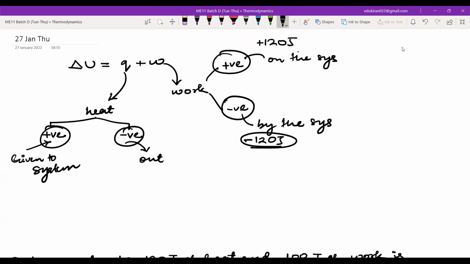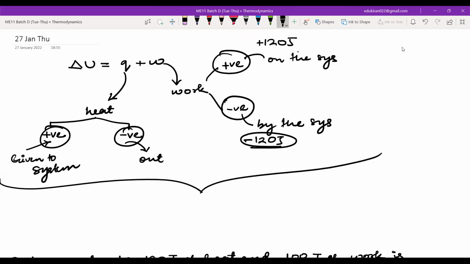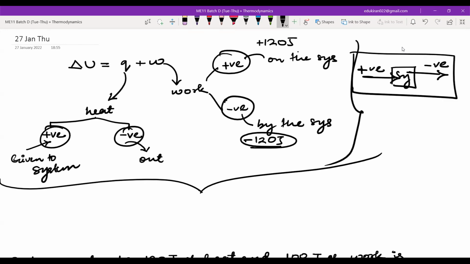So I hope all of this is clear to you guys. Yes or no? About the sign conventions? Right, so this is the system. If anything comes inside the system, either heat is given to the system or work is done on the system, it will be positive. If heat is given out or work is done by the system, if anything goes out, it will be negative. So you may keep this picture in your head.